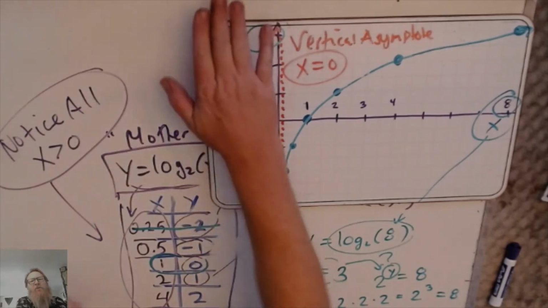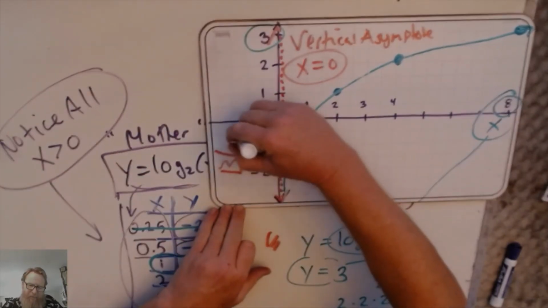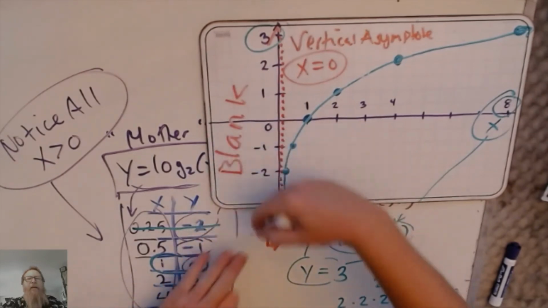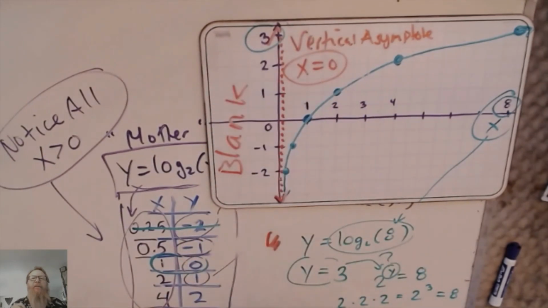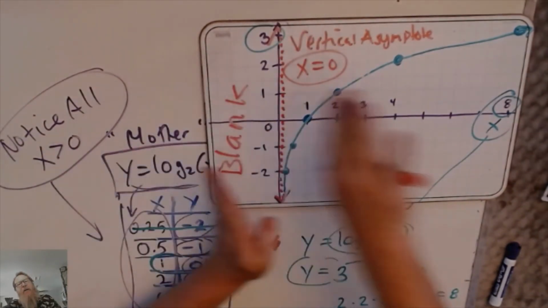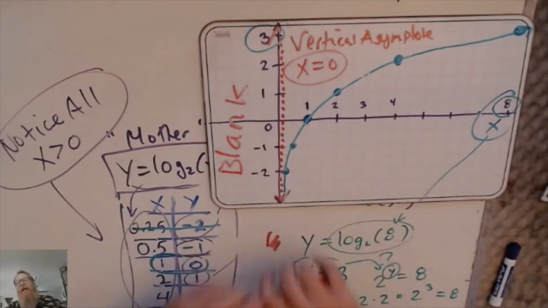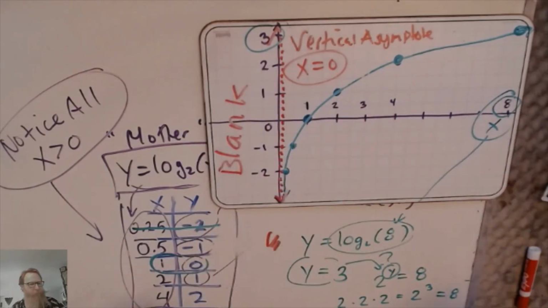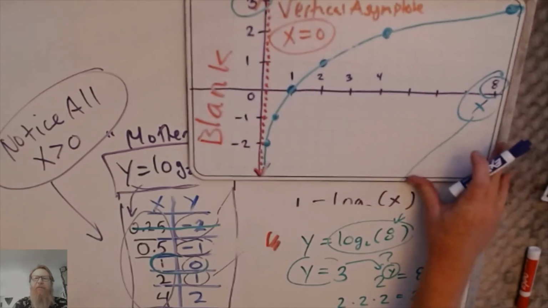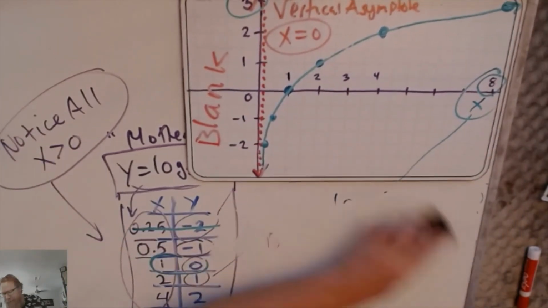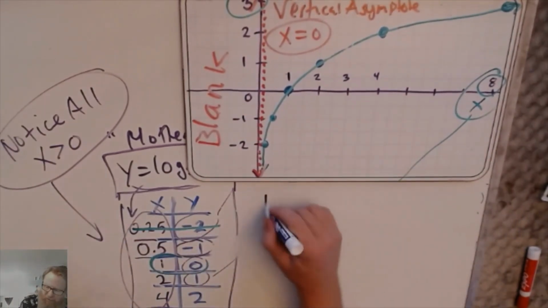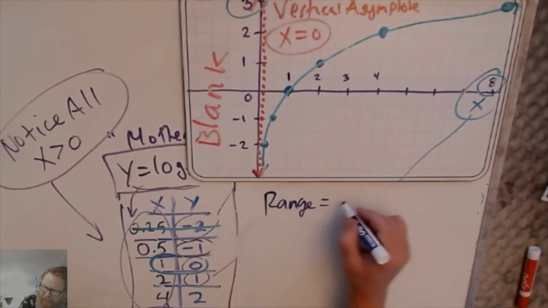So this whole side is blank. All of this side is left blank. The entire graph must live to the right of the asymptote. And then I'm going to give you your free answer for the day. The range is free.